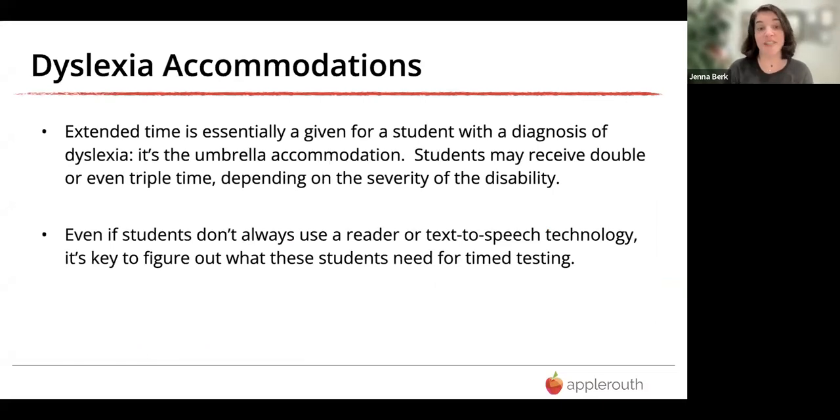Dyslexia accommodations. Extended time is essentially a given for a student with a diagnosis of dyslexia. It is the accommodation because if you remember that art project that I showed you earlier, it is going to take time to sort your way through all of those various letters. So students with dyslexia may receive double or even triple time, depending on the severity of the disability. And even if students don't always use a reader or text-to-speech technology, both of which are really great accommodations for students with dyslexia, it is key to figure out what these students need, especially for timed testing.